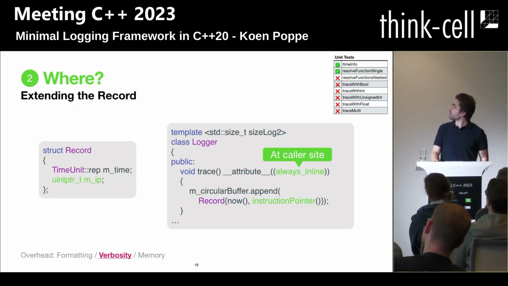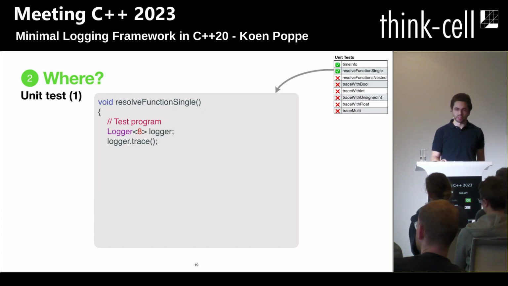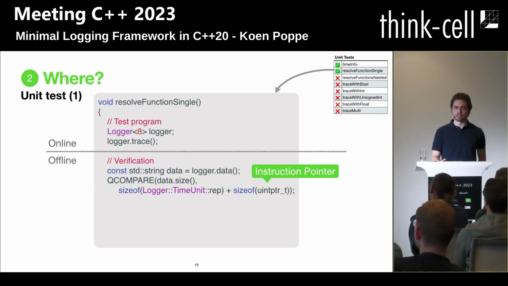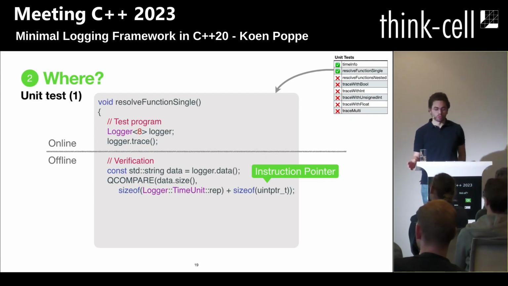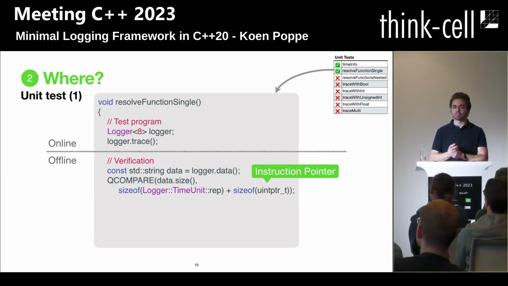So with that, you can see that the second unit test already succeeded, and let's have a look at that test. So we instantiate again a logger. We call this trace method, and there ends our online part. Afterwards, we can collect the data again and verify that it is nothing more than just the size of our time representation and the size of our instruction pointer. So in most cases, this will just be 16 bytes.